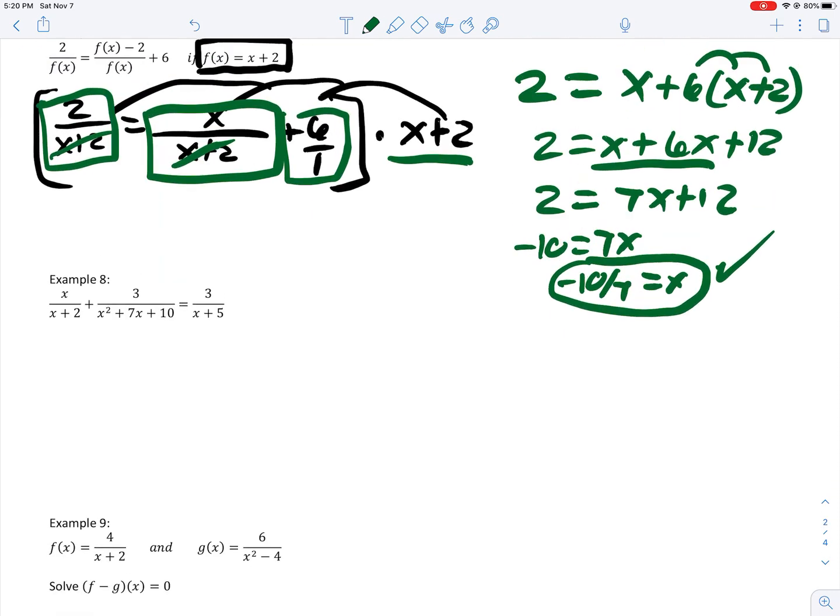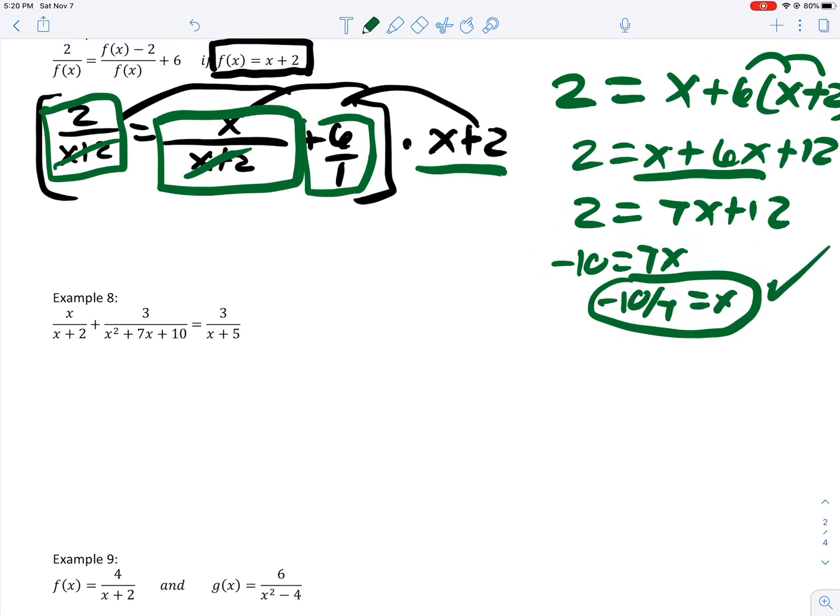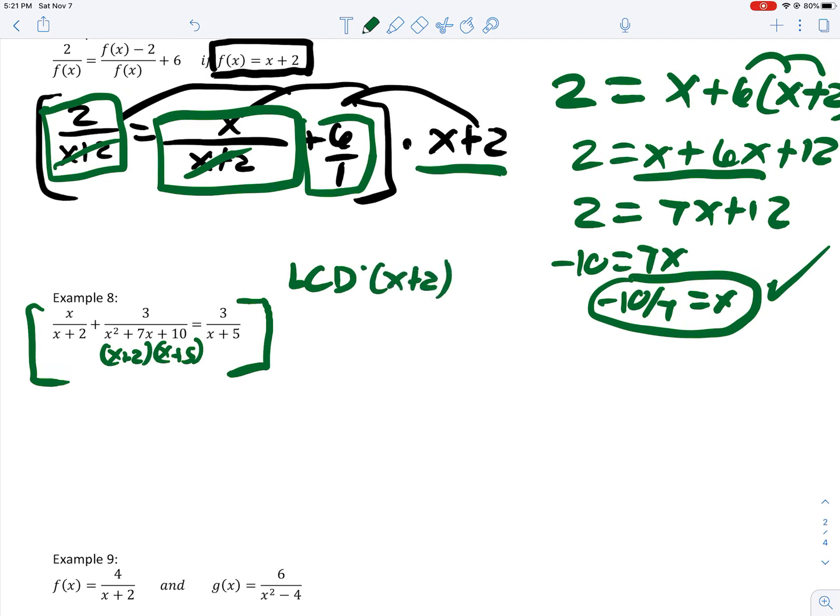Okay, example 8. So very similar to example 7. I need to find an LCD, so I'm going to factor the denominator first so I can figure out what needs to be multiplied. So this would be 2 and 5, so plus and plus. So my least common denominator, if I multiply x plus 2, that'll take out the first fraction. If I just do x plus 5, that'll take out the third fraction. I have to multiply by x plus 2 times x plus 5, and that will reduce all three fractions.